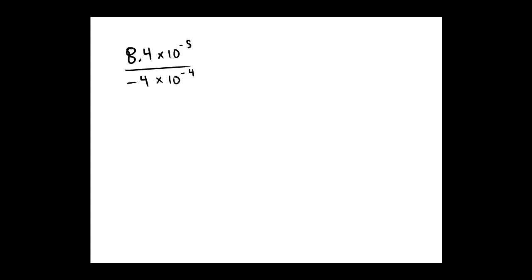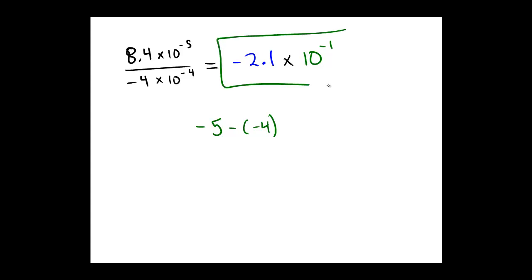Okay, assuming you took a moment out to try that on your own, 8.4 divided by negative 4 would be negative 2.1 multiplied by 10 to the power of, and remember that here the rule was for the division of exponents. So our exponent on the 10 is going to be the top exponent of negative 5 subtracted by negative 4. And negative 5 minus negative 4 is negative 1. So your answer for this one would be negative 2.1 times 10 to the negative 1.